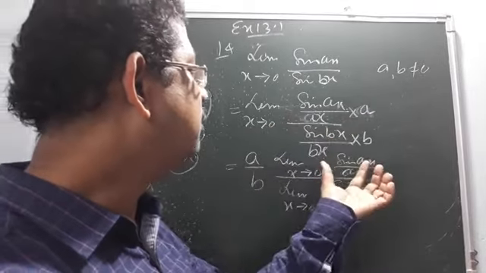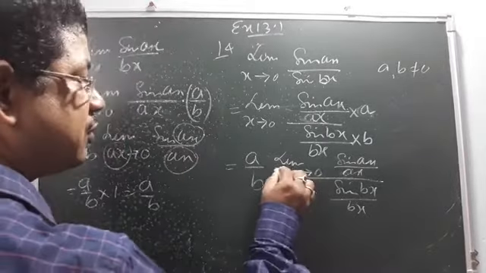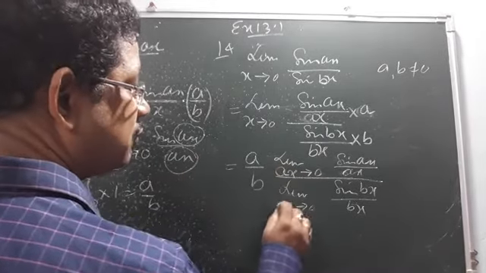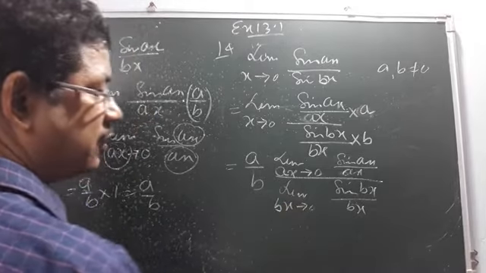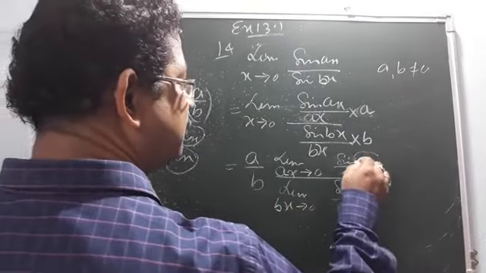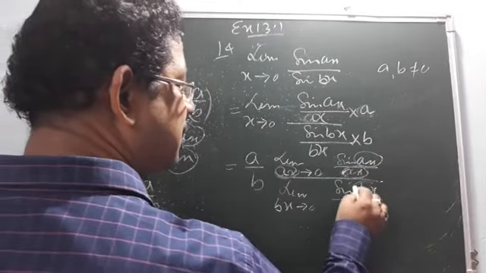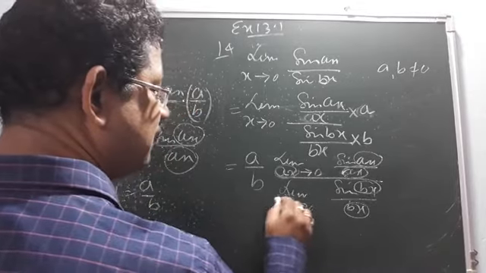I have taken the limit in the numerator as well as the denominator. Now x tends to 0, we can write ax also tends to 0. There x tends to 0, we have written bx tends to 0. Now compare, this is ax, ax, ax, bx, bx, bx.